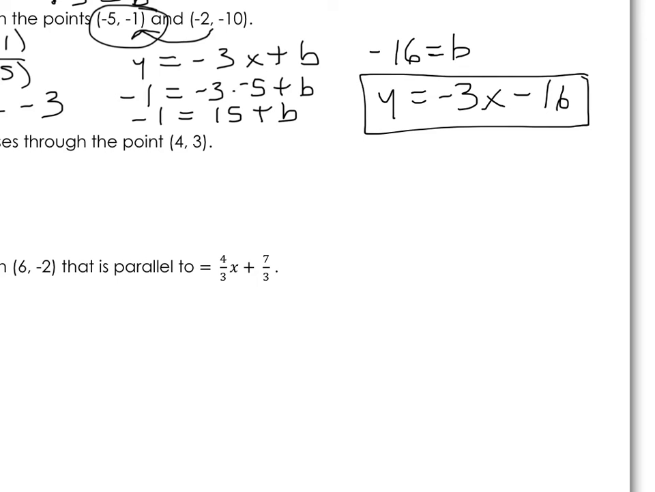We can always put (-2, -10) into that equation to see if it works. If you substitute negative 2 in place of x, you get negative 3 times negative 2. That's positive 6. 6 minus 16 is negative 10. It works.